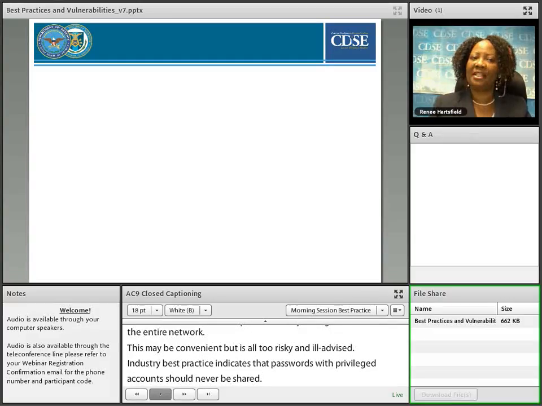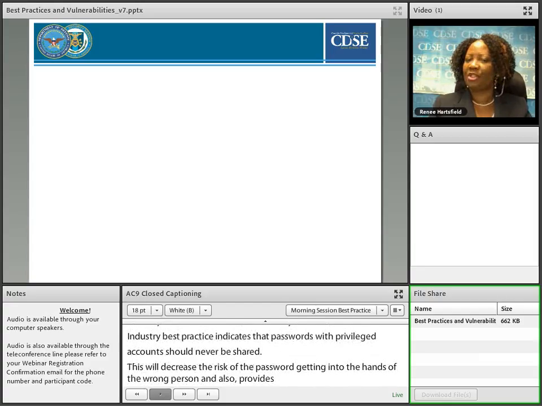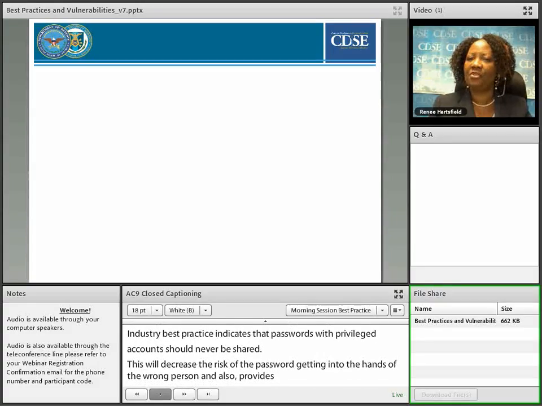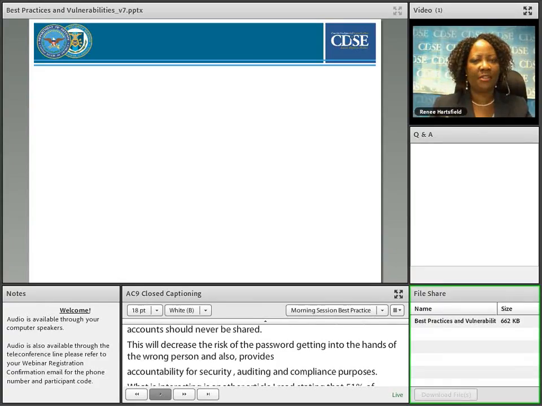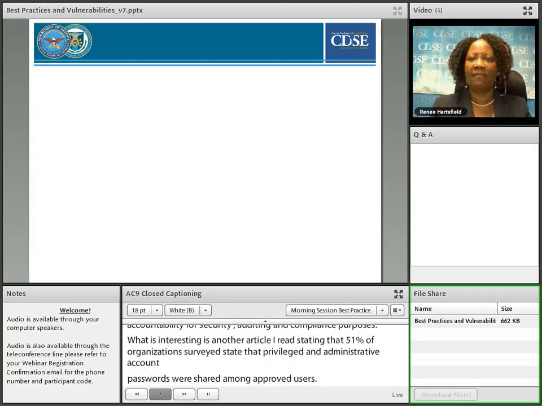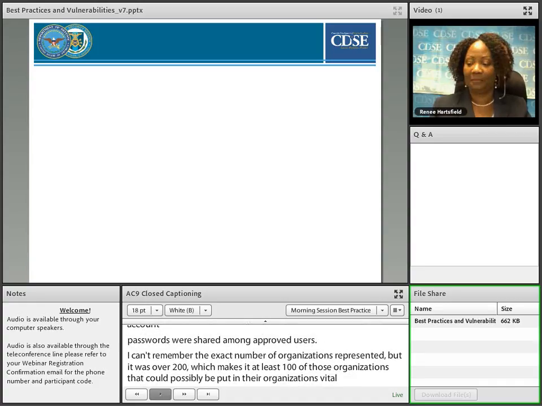What's really interesting is another article that I read, and it stated that 51% of organizations that were surveyed stated that privileged and administrative account passwords were shared among approved users. I can't remember the exact number of organizations that were represented, but I know it was over 200, which makes it at least 100 of those organizations could possibly be putting their organization's vital information at risk. I don't know about you, but that's alarming to me, especially if any of those 100 organizations are holding some of my personal information.